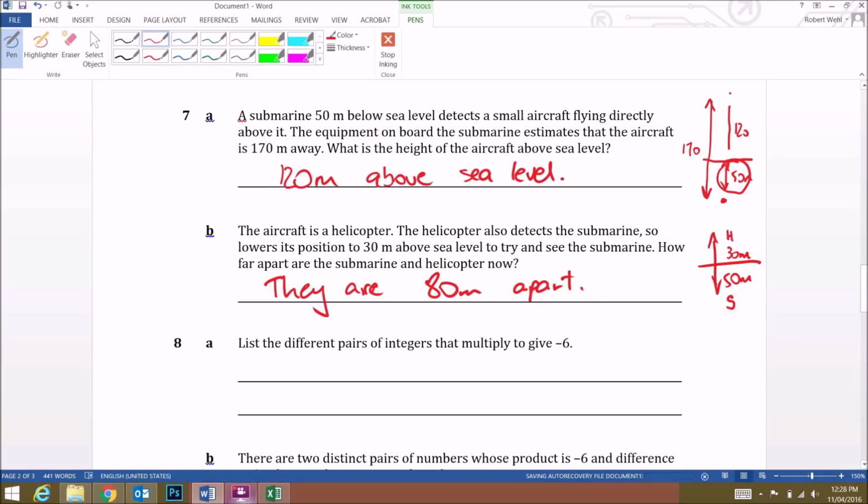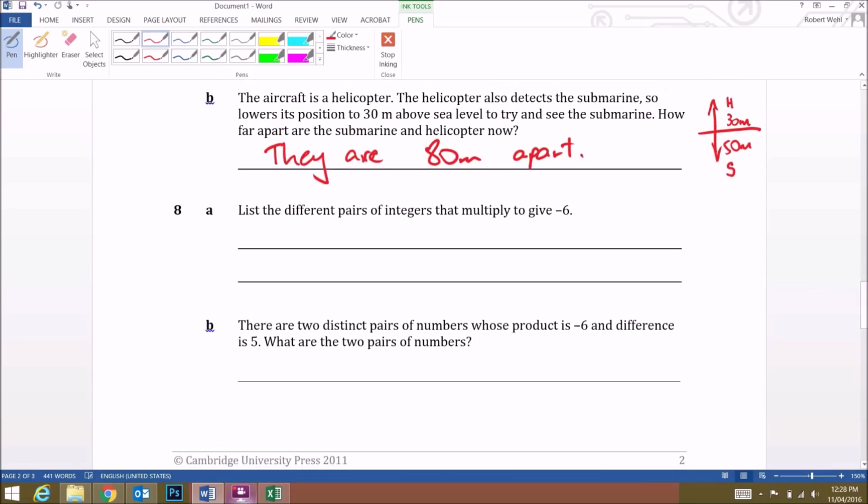List the different pairs of integers that multiply to give you -6. Alright, so firstly I could use 1 times -6. I could use -1 times 6. I could use -3 times 2. I could use -2 times 3.